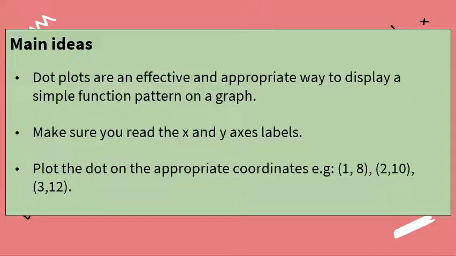So that's it for today's lesson. I did say it would be a shorter one. The main ideas are that dot plots are an effective and appropriate way to display a simple function pattern on a graph. If you're doing that, make sure you read the X and Y axes and their labels, and then you plot the dot on the appropriate coordinates. So here I've got some coordinates, remembering I always put my X coordinate before my Y coordinate. So it'd be 1 and then 8, X coordinate of 2, and then Y coordinate of 10, so up to that. So joining those two together, and it's that simple.